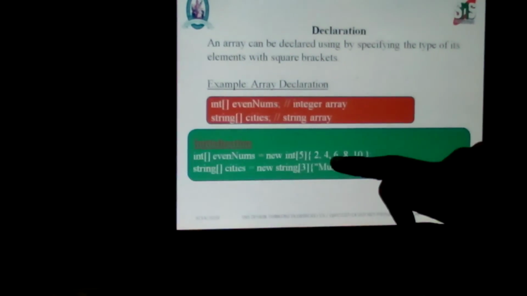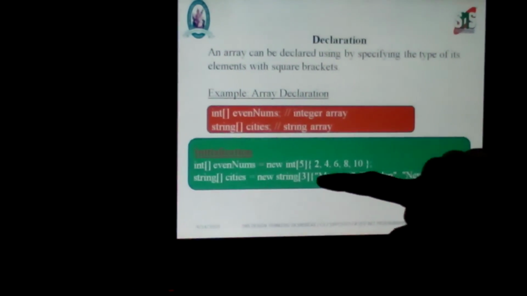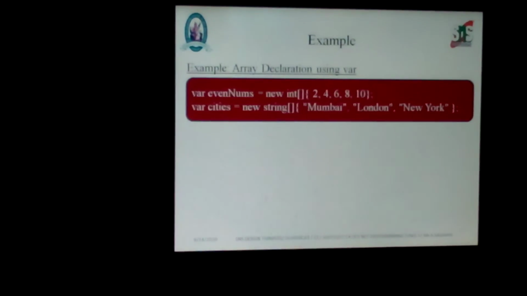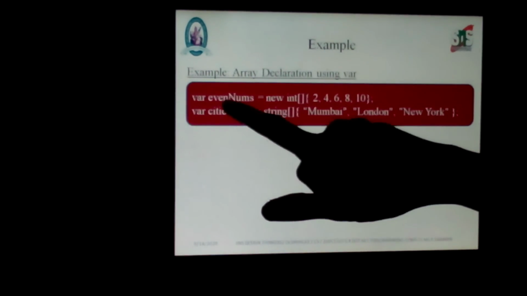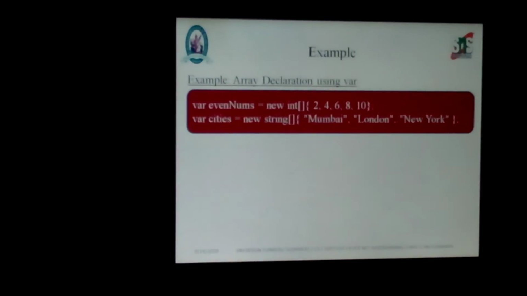create values 2, 4, 6 in curly brackets. Same like that we are going to give string values like this. In curly brackets, within double quotes, we are going to specify. Example for declaring an array variable: evenNumbers is equal to new int[], and then we are going to specify the values.